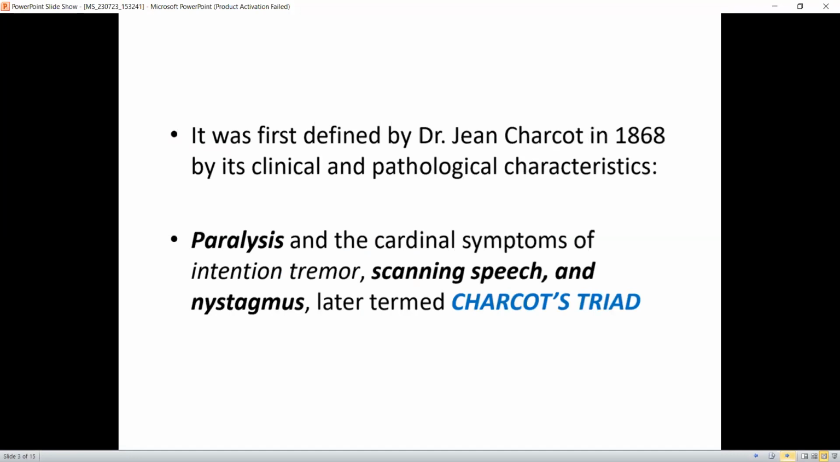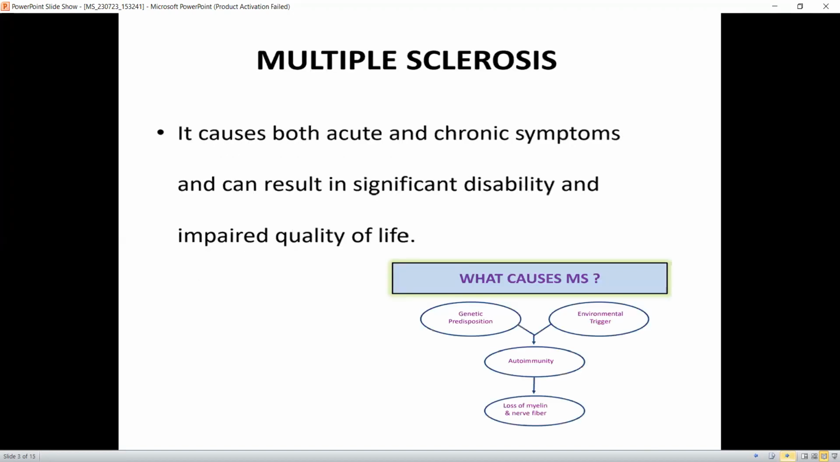It was first defined by Dr. Jean Charcot in 1868. The clinical or pathological characteristics are paralysis, intention tremor, which is when the patient is making or attempting a precise movement, scanning speech, in which there is a long pause between the syllables, and nystagmus, which is repetitive and uncontrolled movement of the eyeball. Later, these three terms are termed as Charcot's triad.